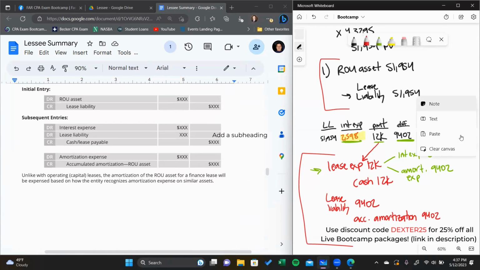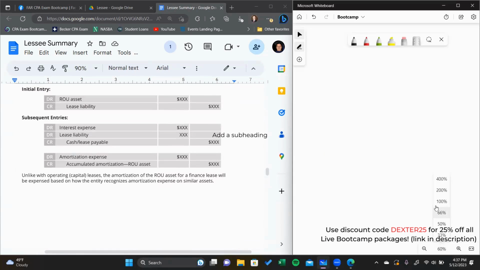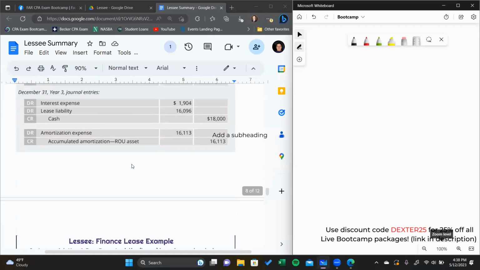But let's now talk about finance leases. The biggest difference between an operating lease and a finance lease, and remember, this is still just for purposes of the lessee, is that with finance leases, instead of recording just lease expense, we record interest expense and amortization expense separately. So we're essentially just breaking those items out. That's really the biggest difference in terms of accounting.